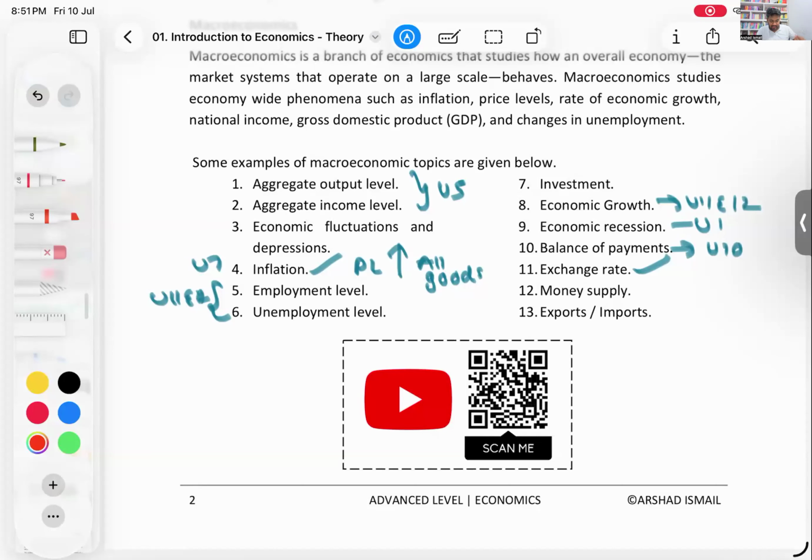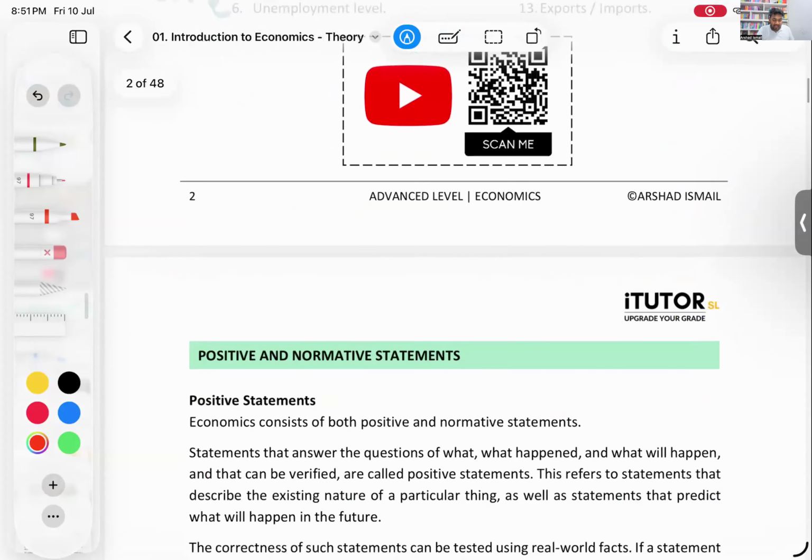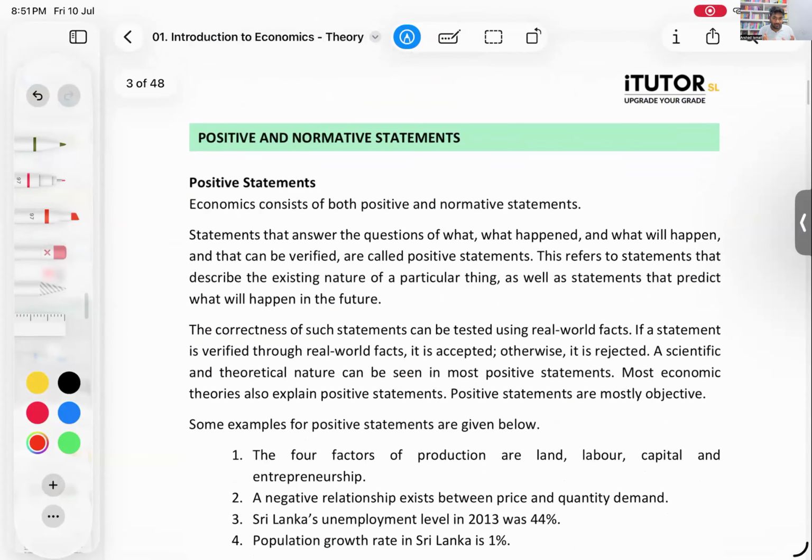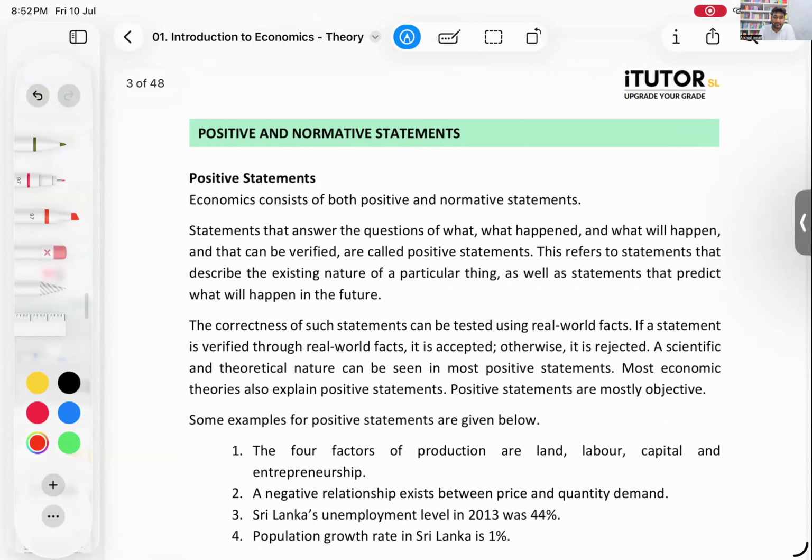Okay? Done. Then the next part, I'll give you all a quick summary because we are running out of time. Next class, I will explain this part in detail. But we have a quiz, so there are questions from this. Next part is positive and normative statements. Very simple story. Okay. In economics, there are two types of statements. Listen carefully.